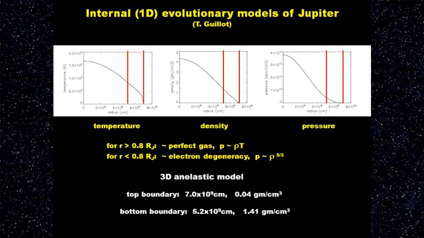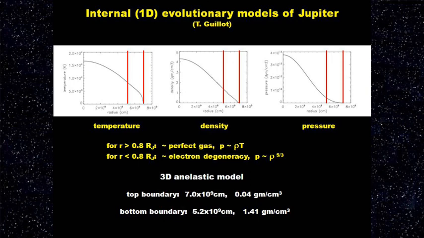And his model is all strictly symmetric, only a function of radius. So he doesn't look for convection or magnetic fields, but he's doing a lot better physics than I can do in three dimensions. And his result is a profile of density, and in this case temperature here.